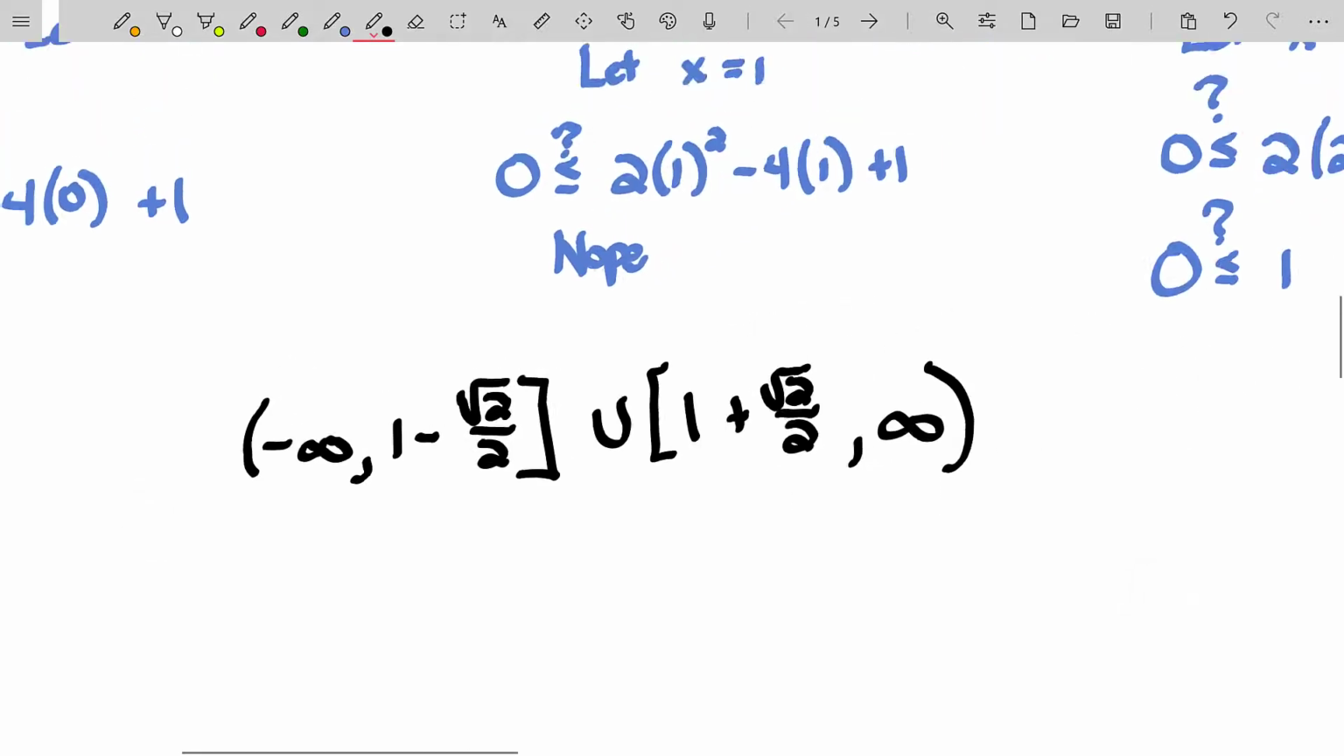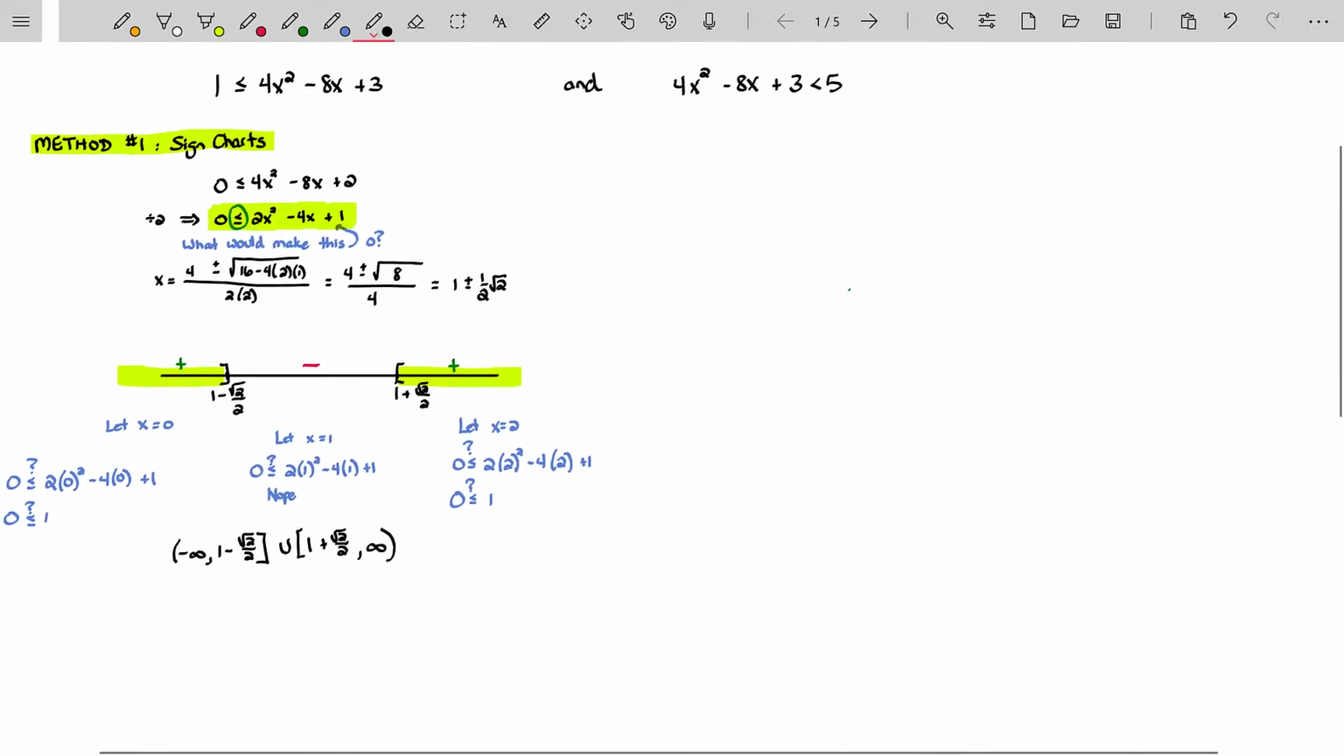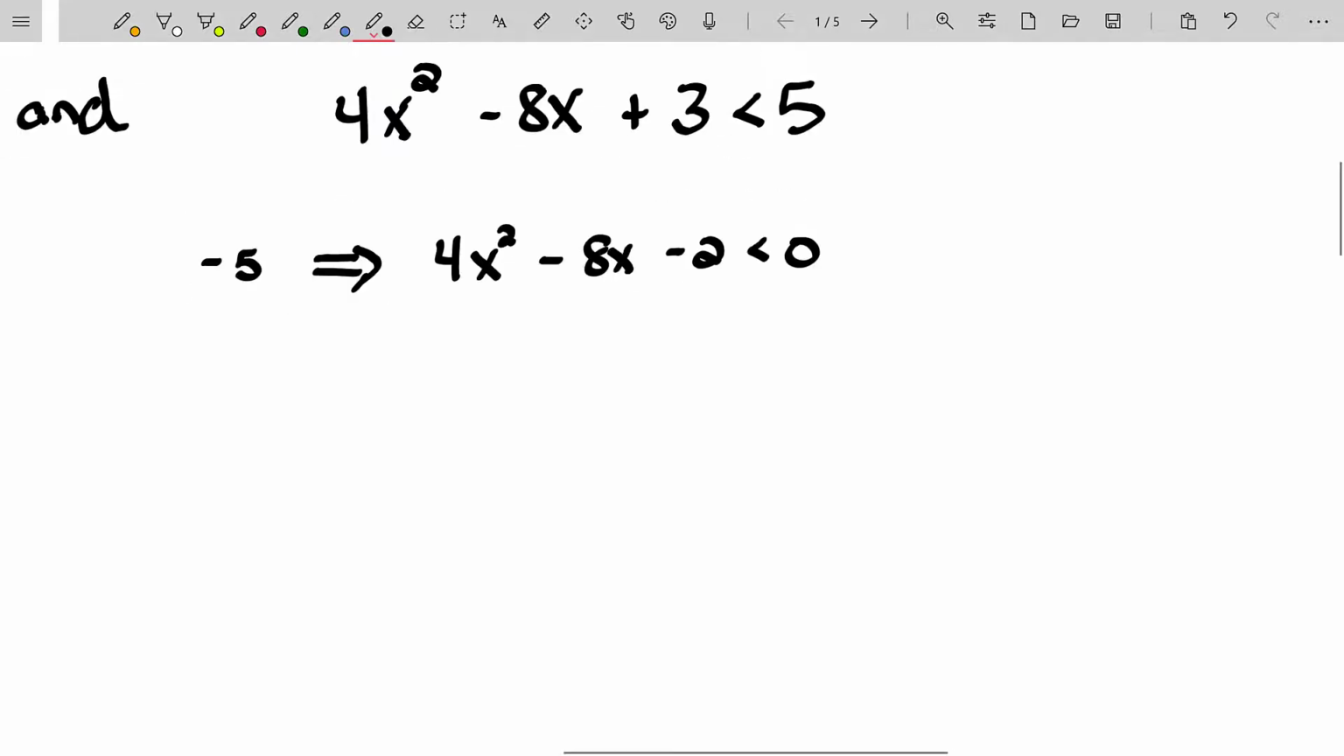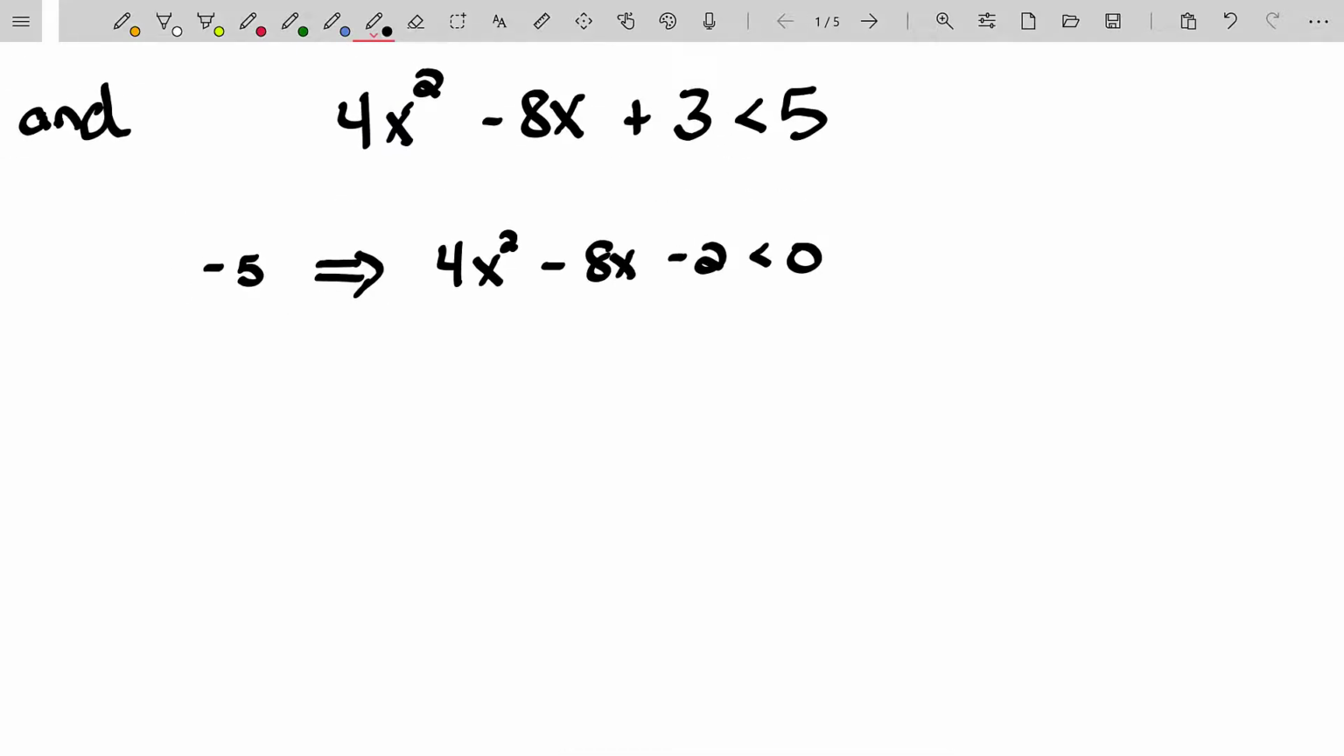So now the question is, do we do the same thing for the other quadratic inequality? And the answer is yes. If you're using the sign chart method, you do the same stuff. Focusing in on that, we'll go ahead and start by moving everything to one side. So all we did here was just subtract 5 from both sides.